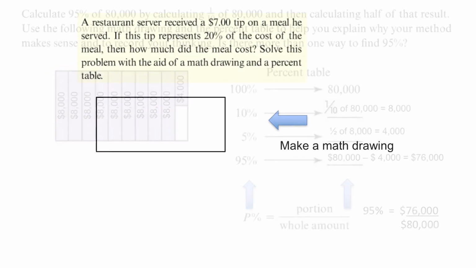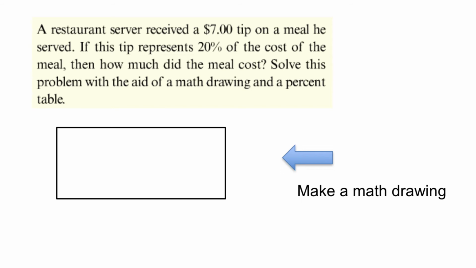Here's another problem. A restaurant server receives a $7 tip on a meal he served. If his tip represents 20% of the cost of the meal, then how much did the meal cost? Solve this problem with the aid of a math drawing and a percent table. So here you are with a plain rectangle, and you've got to section it off into 20% parts in order to figure out what you're going to have for a total cost. And remember that the tip is one of these. It's $7, and it's one of the 5 parts. So it means the remaining 20% parts will also be $7.